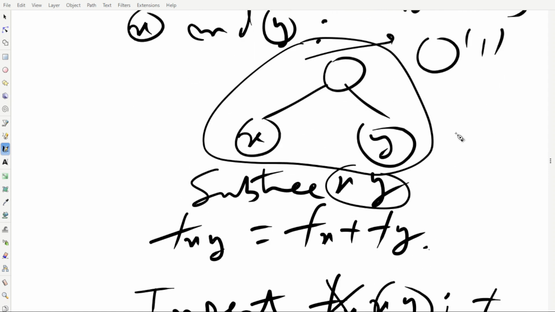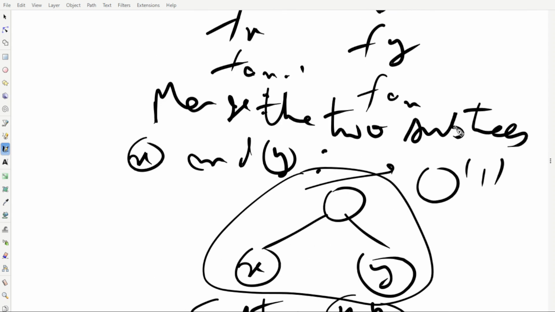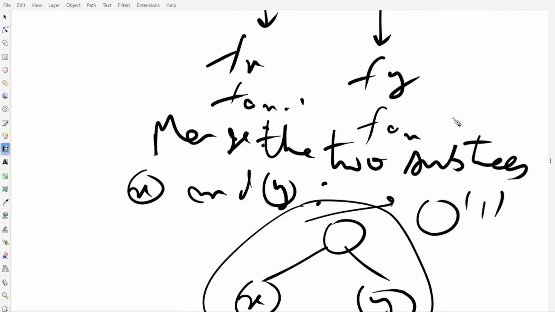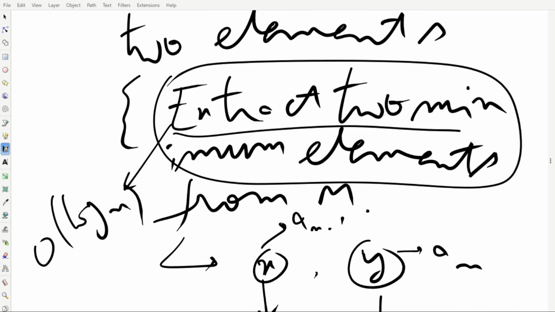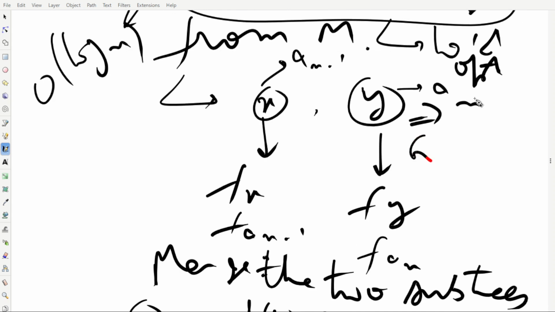One more condition, the greedy choice property. The greedy choice property is we are choosing the two minimum elements. We are making a local decision. This is local optimum. Local optimum implies global optimum. This is the greedy choice property.